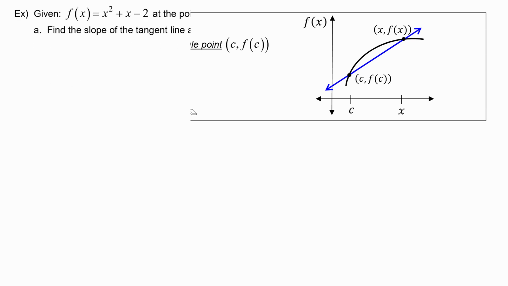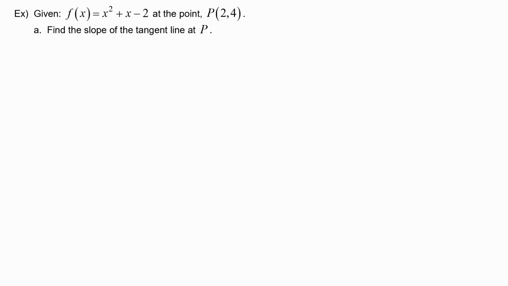In this example, given f of x equals x squared plus x minus 2 at the point P, which is (2, 4), find the slope of the tangent line at P. So we have to find the slope of the tangent evaluated at the point (2, 4), which means we have to find f prime of 2.